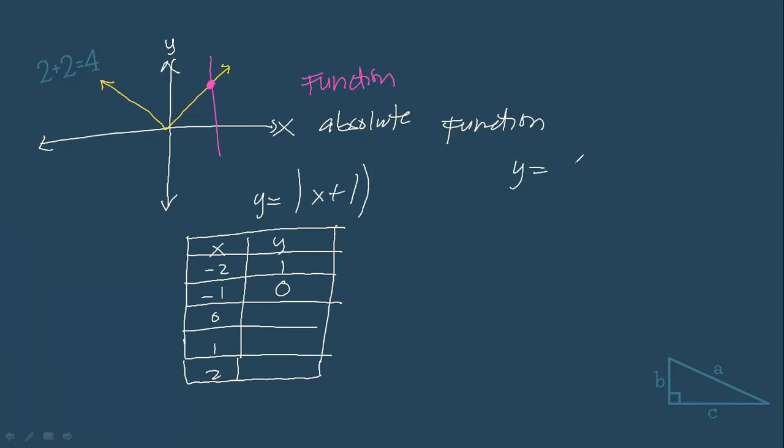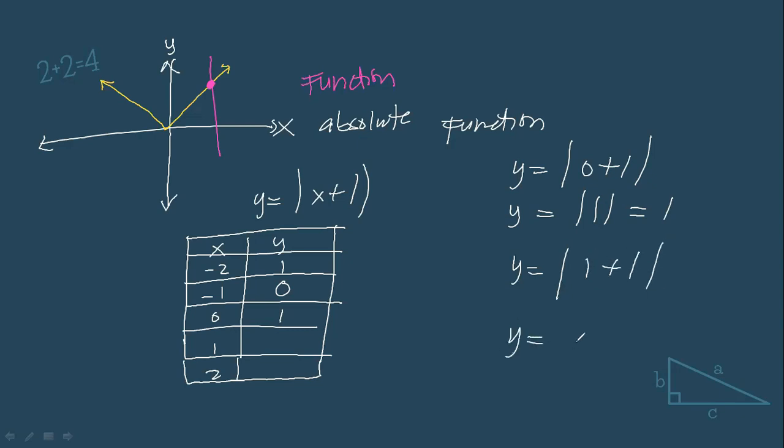What if the value of x is 0? So that is 0 plus 1. So that is the absolute value of 1. What is the absolute value of 1? That is also 1. So nakalagay dito 1. So what if naman y is equal to the absolute value of 1 plus 1? That is y is equal to the absolute value of 2, which is also 2. Di ba kapag sinabi po natin absolute value, magiging positive siya.